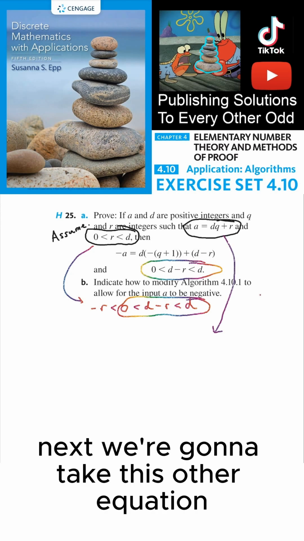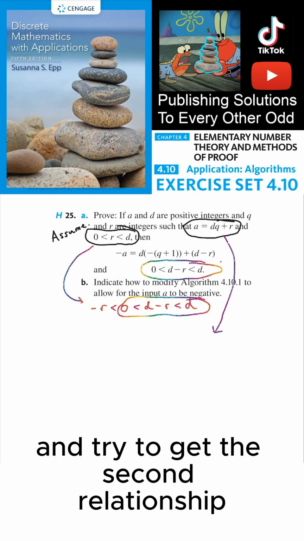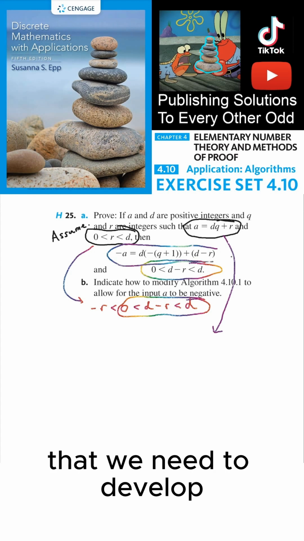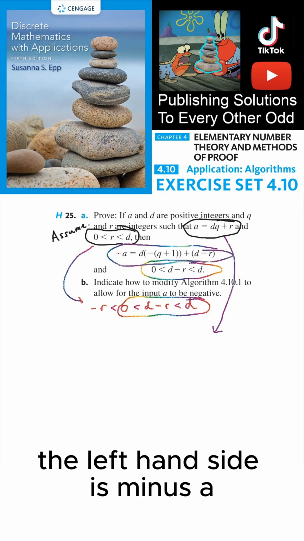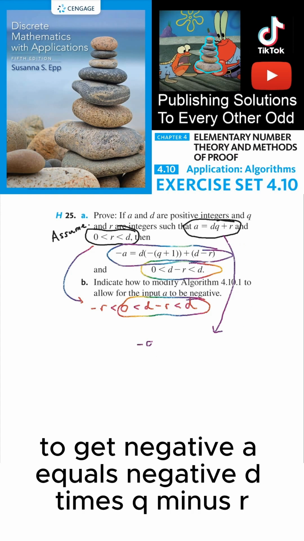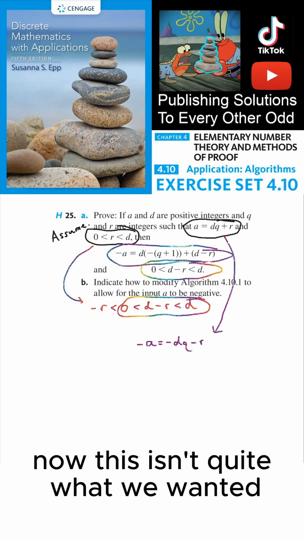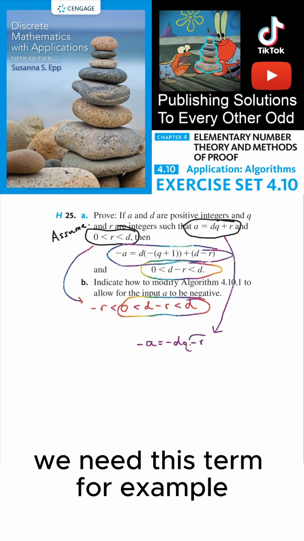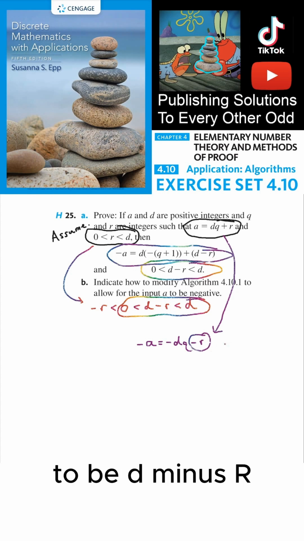Next, we're going to take this other equation and try to get the second relationship that we need to develop. Now, if you notice, the left-hand side is minus a, so I'm going to multiply both sides by negative 1 to get negative a equals negative d times q minus r. Now, this isn't quite what we wanted.